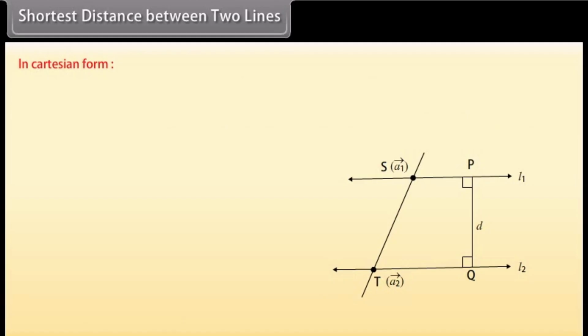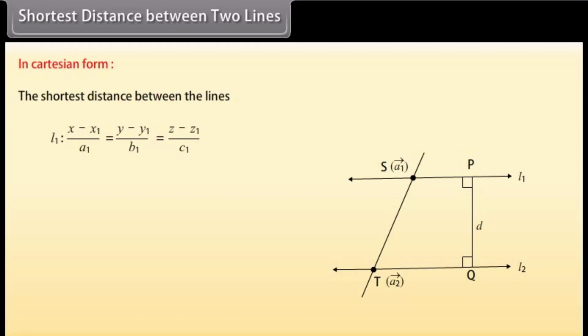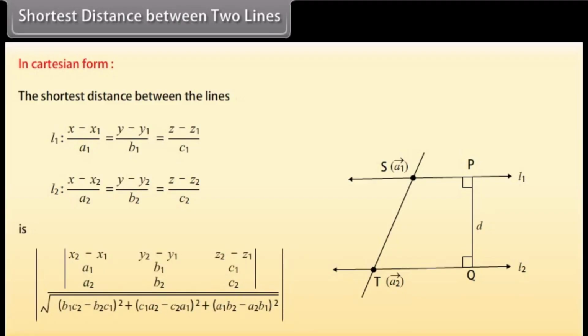In Cartesian form, the shortest distance between the lines L1: (x minus x1)/a1 equals (y minus y1)/b1 equals (z minus z1)/c1, and L2: (x minus x2)/a2 equals (y minus y2)/b2 equals (z minus z2)/c2, is the modulus of the determinant, row-wise, first row x2 minus x1, y2 minus y1, z2 minus z1, second row a1, b1, c1, third row a2, b2, c2, divided by square root of (b1 c2 minus b2 c1) squared plus (c1 a2 minus c2 a1) squared plus (a1 b2 minus a2 b1) squared.